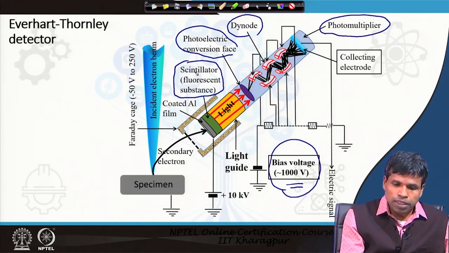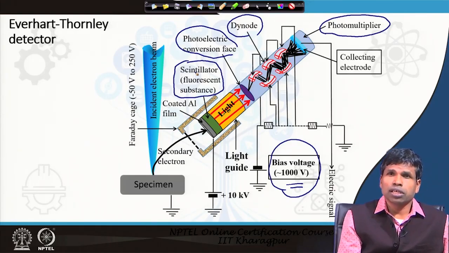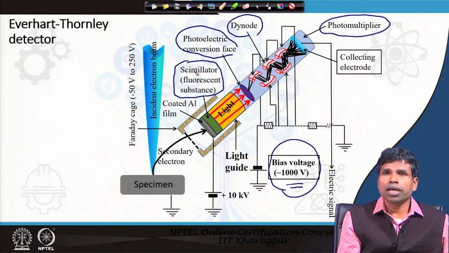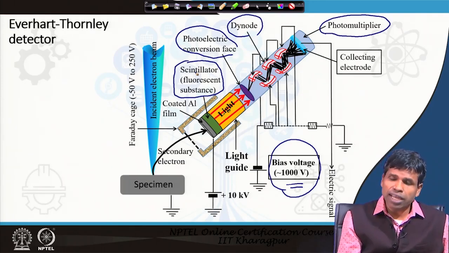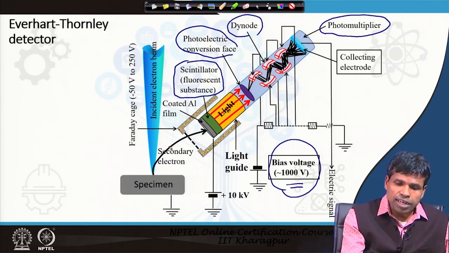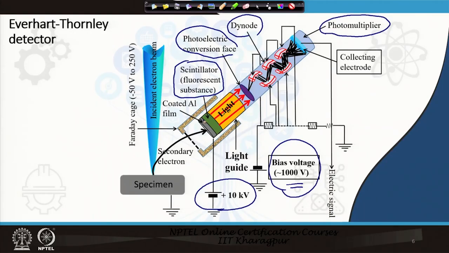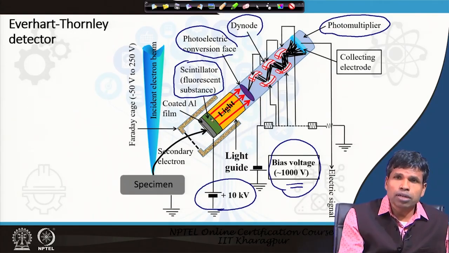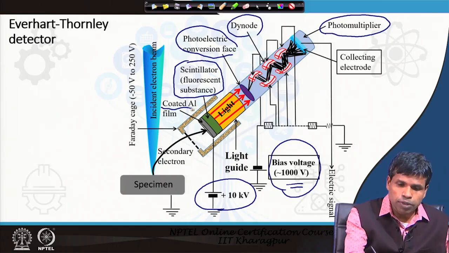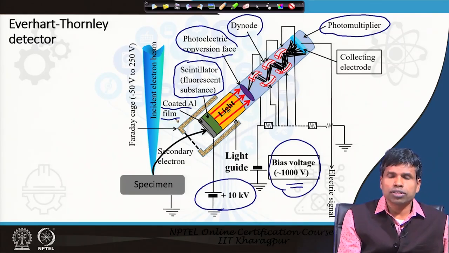Now, as we know, secondary electrons have lower energy, less than 50 electron volt. Most of them have less than 10 electron volt. So, they are not highly energetic. Therefore, they cannot strike the fluorescent substance with a high velocity to create more light. Thus, the secondary electrons are accelerated by applying a potential of around 10 to 12 kV. This potential is applied to an aluminum coating given on the fluorescent substance.